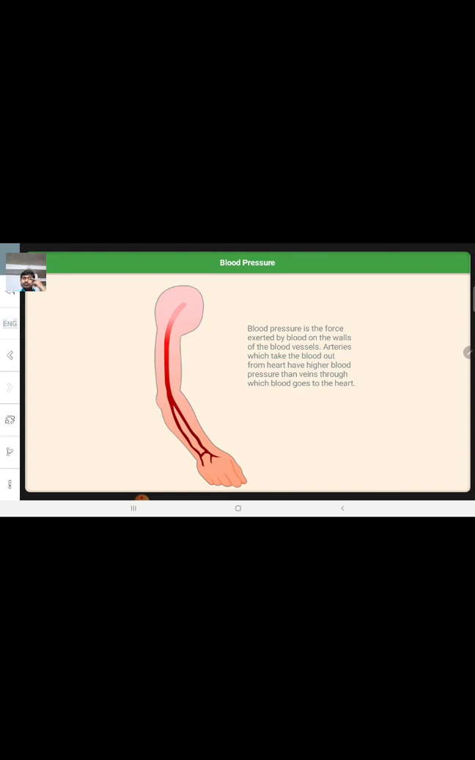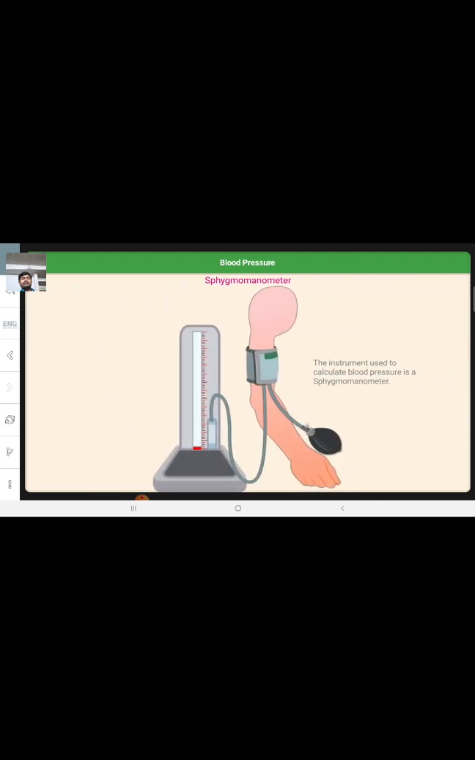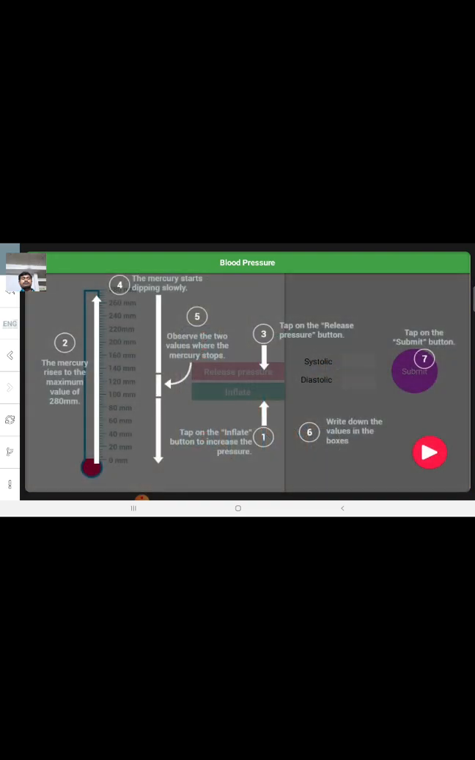Blood pressure is the force exerted by blood on the walls of the blood vessels. Arteries which carry the blood away from the heart have higher blood pressure than veins through which blood returns to the heart. The blood pressure in the arteries when they contract is called systolic pressure and is called diastolic pressure when they relax. The instrument used to calculate blood pressure is known as a sphygmomanometer. Tap on the play button to see how blood pressure is calculated.